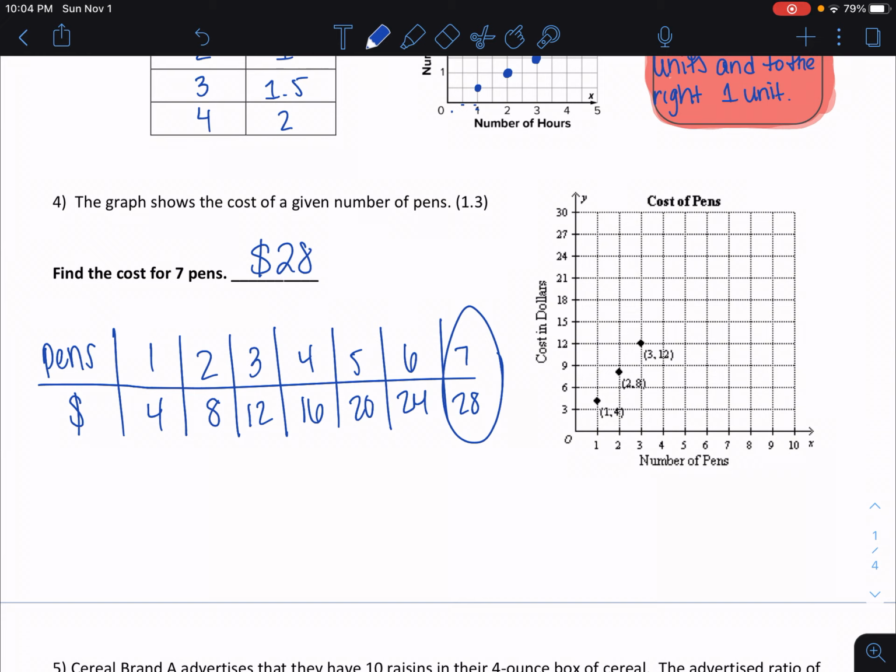You can continue this pattern on the graph and just keep making the dots until you get to that point. But here you're going to have to estimate because these do not go up by 4s. So I found the table to be a little bit easier.